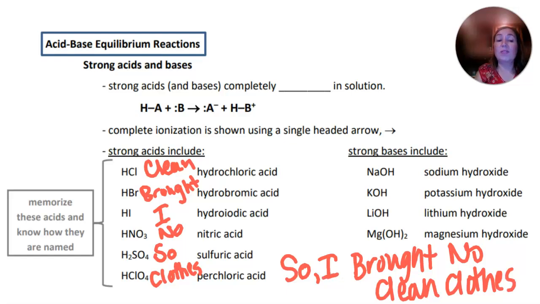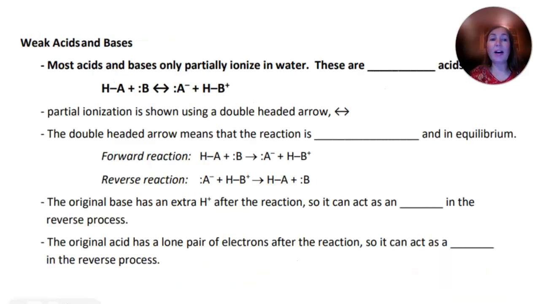Again, the SO is for sulfuric acid, H2SO4; the I for HI, hydroiodic; the brought, HBr, hydrobromic; the no, HNO3, nitric; the clean, HCl, hydrochloric; and the close, HClO4, perchloric. If that helps you, I like it. It helps me remember those strong acids.